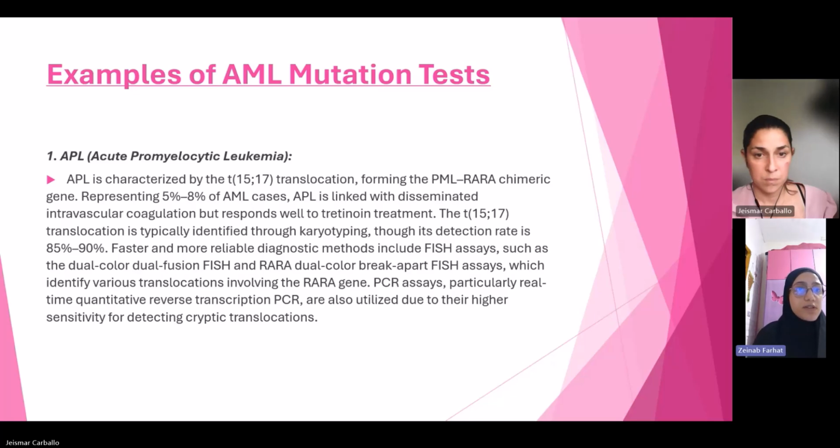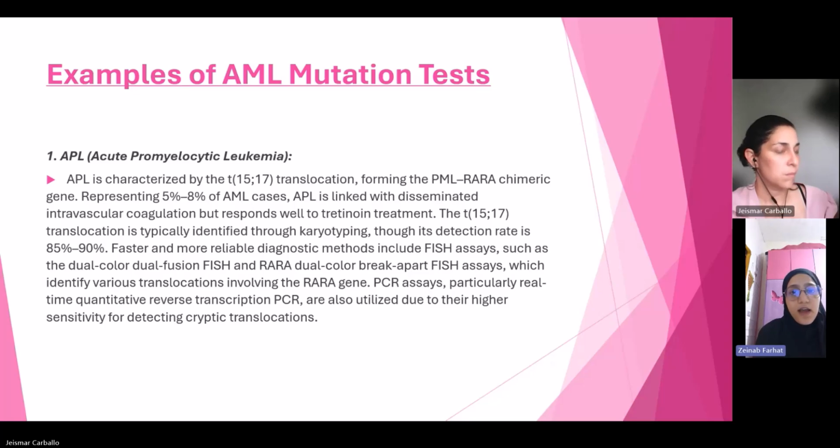The translocation between chromosome 15 and 17 is typically identified through karyotyping, and faster and more reliable diagnostic methods include FISH, of course, which is more specific, such as the dual color fusion FISH and the RARA dual color break apart FISH assays, which identify various translocations, including this translocation. PCR assays, particularly real-time quantitative reverse transcription PCR, where we may use the RNA, are also utilized due to their higher sensitivity for detecting the cryptic translocations, which means the hidden translocations.